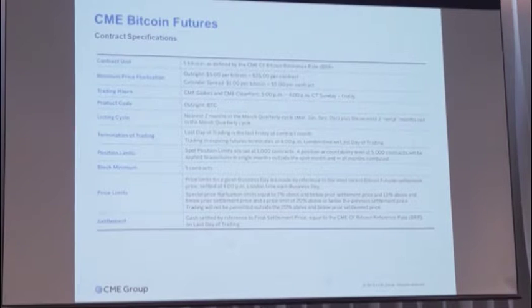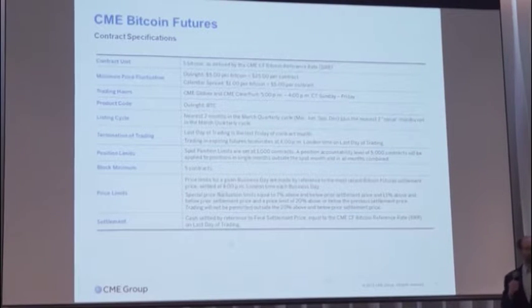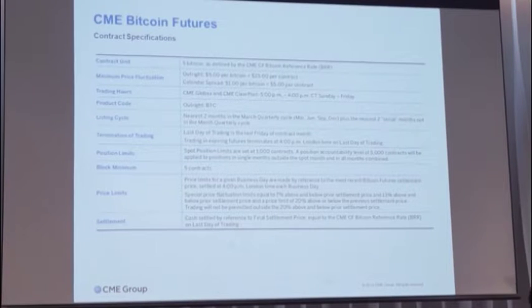And we list 2 months in what we call the March quarterly cycle, March, June, September, December, and then 2 additional months around that first quarterly. So currently, this being the month of January, we have a January contract, a February contract, the front March contract, and then the deferred June contract. 4 contracts that trade at one time. When January rolls off at the end of the month, February, March, an April contract will be listed.